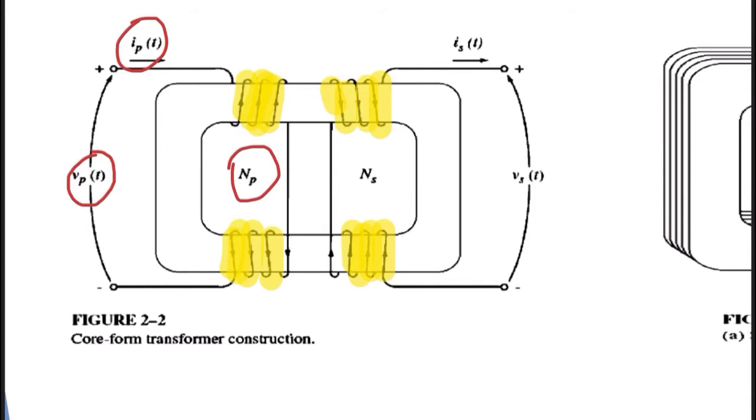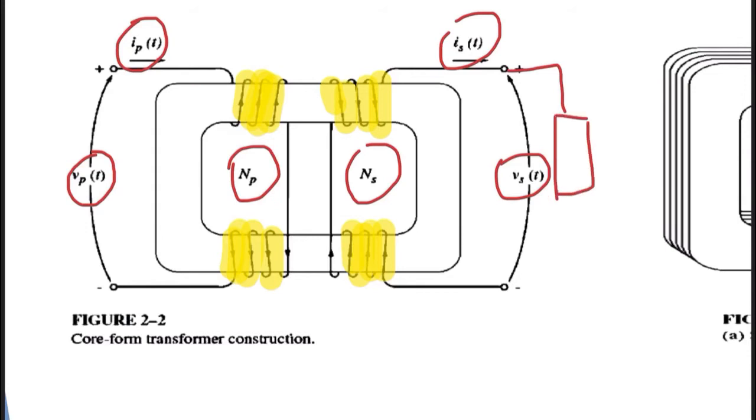Also for the secondary, we have NS, the number of turns in the secondary winding, and IS, the current in the secondary winding, and also VS. This is the voltage for the secondary, which is connected to what? To the load. For example, if we have a resistive load here, this is the load.